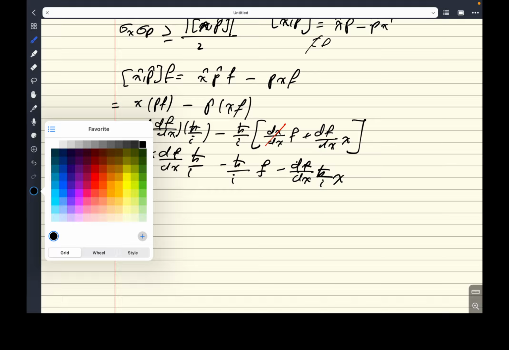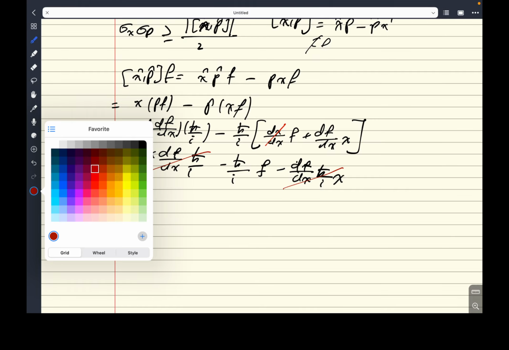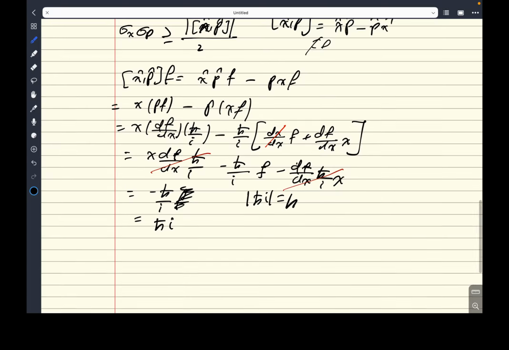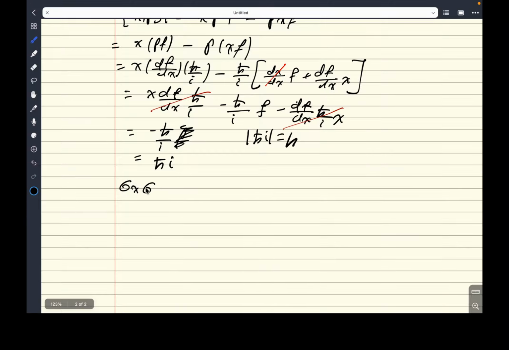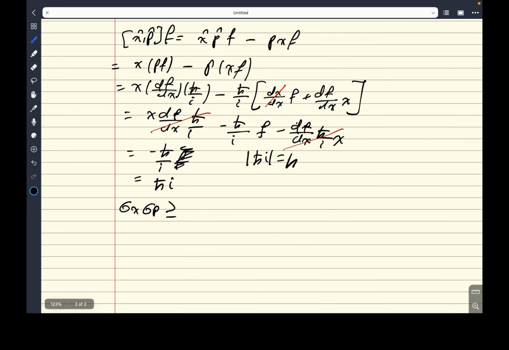Now I can cancel out these two terms here, and I'm gonna only be left with negative h bar divided by i times f. So we can get rid of this test function f, and if we multiply both sides by the square root of -1, we're gonna get h bar i, and the magnitude of h bar i is simply h bar. So we found the commutator to be simply h bar, and if we divide it by 2, it's going to be h bar over 2.